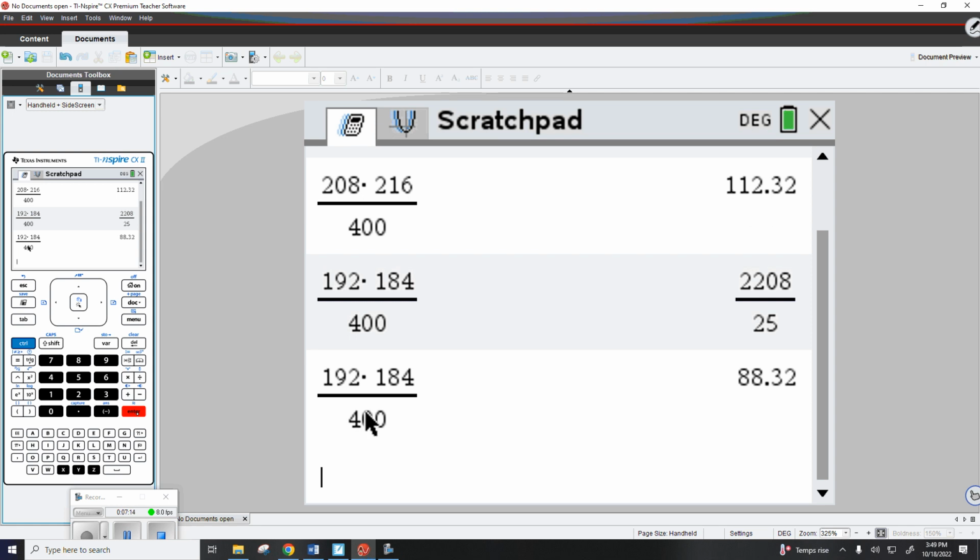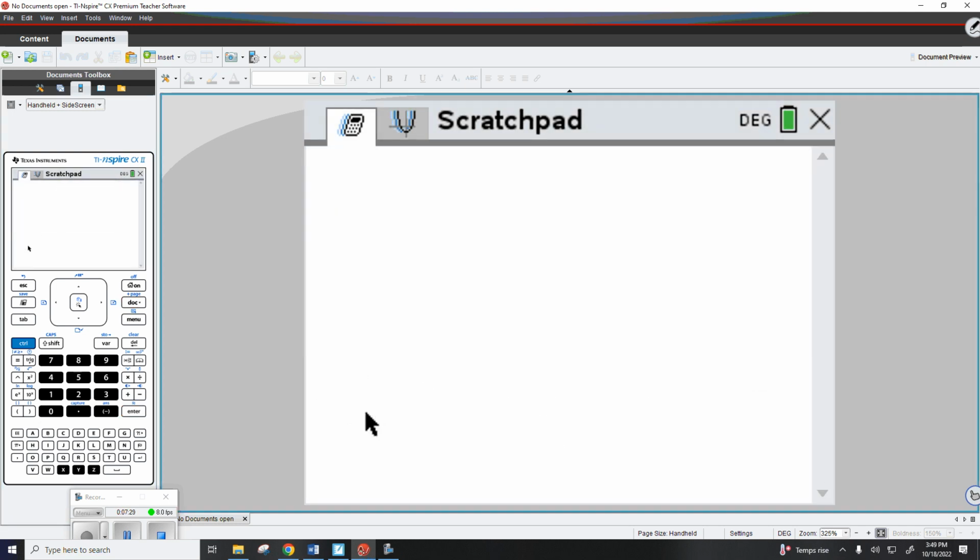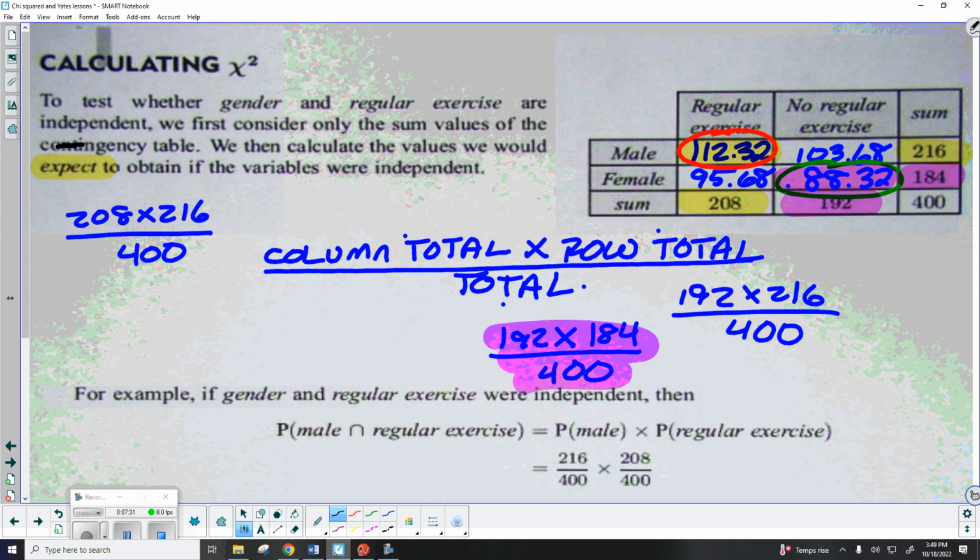Okay. So we have the original data, which is the observed frequency, and then we have the expected frequency, which is how we calculate this. This is what we would expect to see if there was no relationship between the two quantities. Okay. So are there any questions about that?